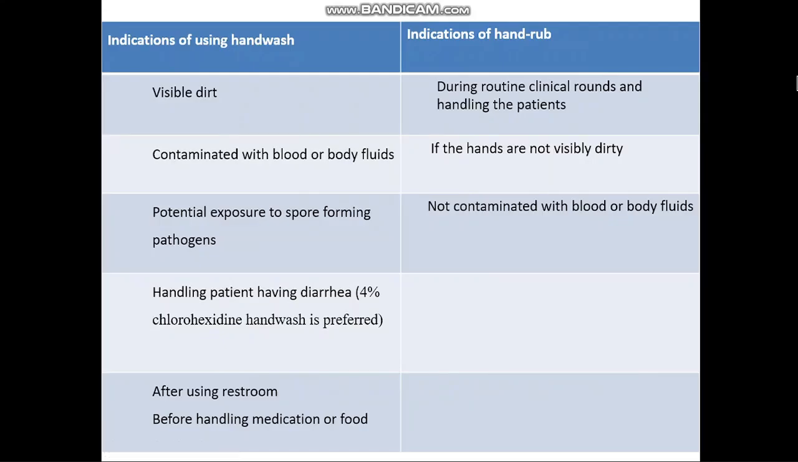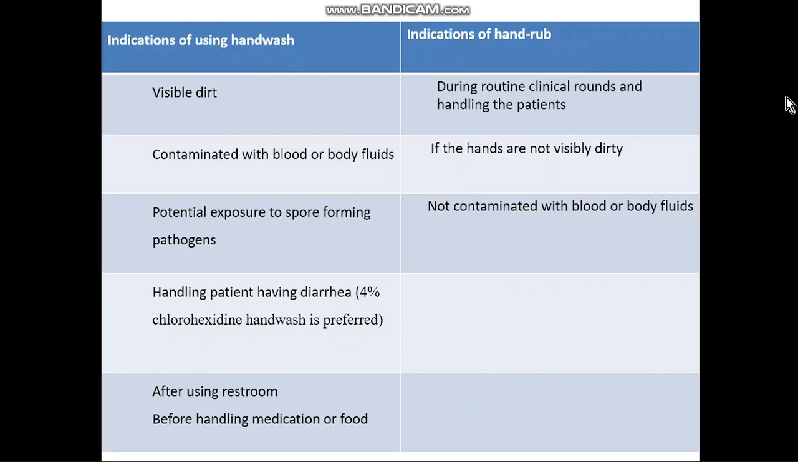Here is one interesting piece of information: 4% chlorhexidine hand wash is preferred over hand rub or plain soap hand wash while handling patients having diarrhea. That is because spore-forming bacteria like Clostridium difficile that cause diarrhea are not efficiently killed or washed out when plain soap or alcohol-based hand sanitizer is used.